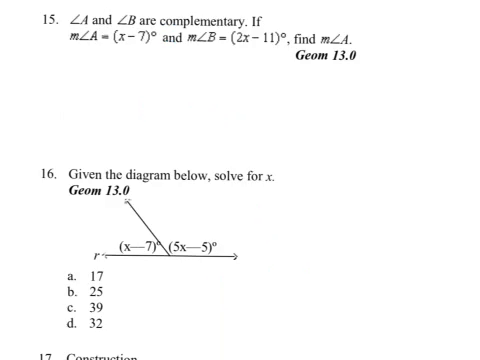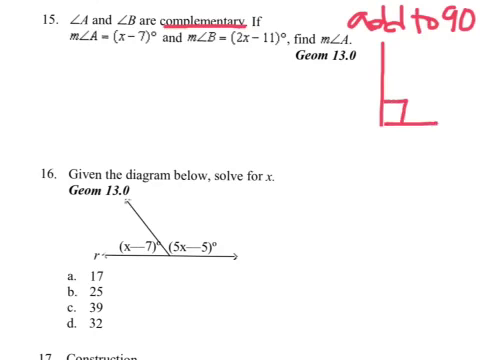This question says that angles A and B are complementary, and hopefully you know that means that they add to 90 degrees. If you want a picture, it could look something like this. It's two angles, A and B, and together they add to 90 degrees. Go ahead and solve for x and then find the measure of angle A.